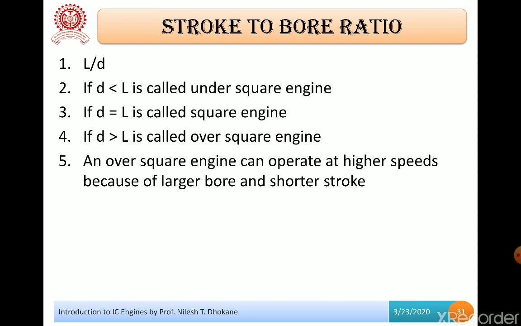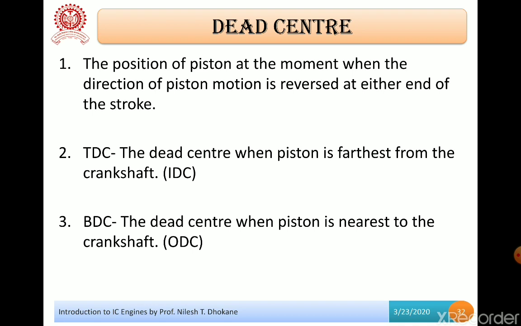Though the word square is used in this, it doesn't mean that your engine is square. Obviously, the cross section of the cylinder or the piston is circular, but under square means diameter is less, square means diameter is equal to stroke, and over square means diameter is more than the length. So here one observation we have: an over square engine can operate at higher speed because of large bore and the shorter stroke, and that's why high speed engines are over square, means diameter is more than the stroke length. The next thing we'll see, the dead center.